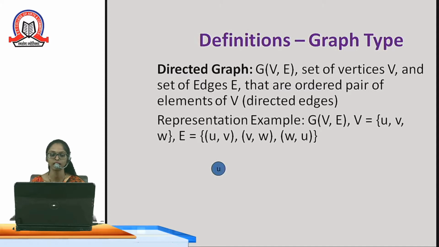Representation of the graph. Take the vertices U, V and W. Suppose these are the set of vertices. Connect U and V using the edge E1. Then there is a direction between U and V, meaning my first vertex is U and the terminal vertex, that is the end vertex, is V. Similarly, connect U and W by the E2 edge. Then the starting vertex is U and the ending vertex is W. Similarly, connect V and W. Then my starting vertex is V and ending vertex is W.